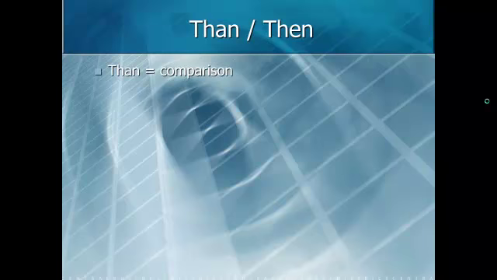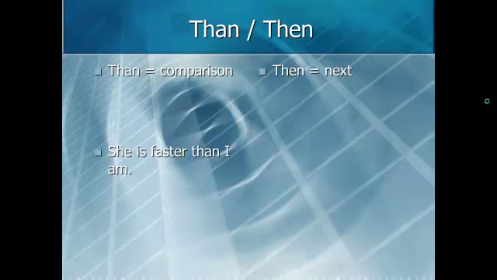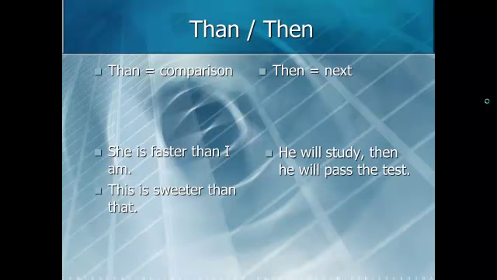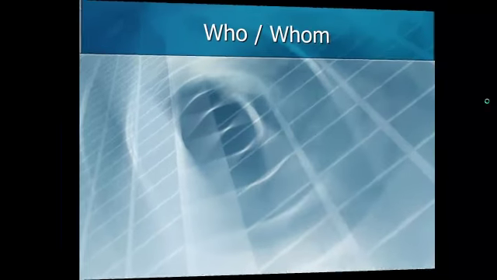Than and then. Two totally different words. Than is used in comparisons. Then literally means next. So, she is faster than I am. This is sweeter than that. Compare that with this one. He will study, then he will pass the test. See how then is next? She went north, then she turned east.